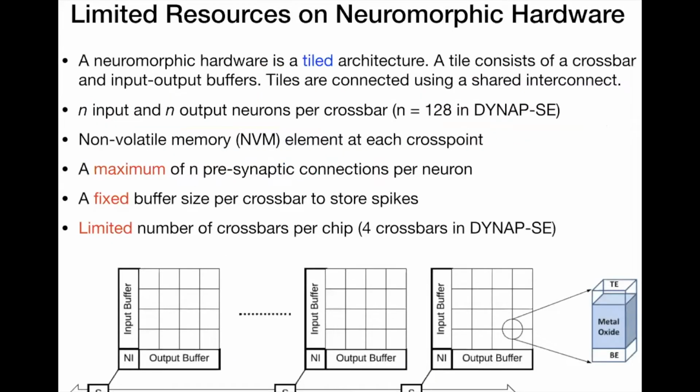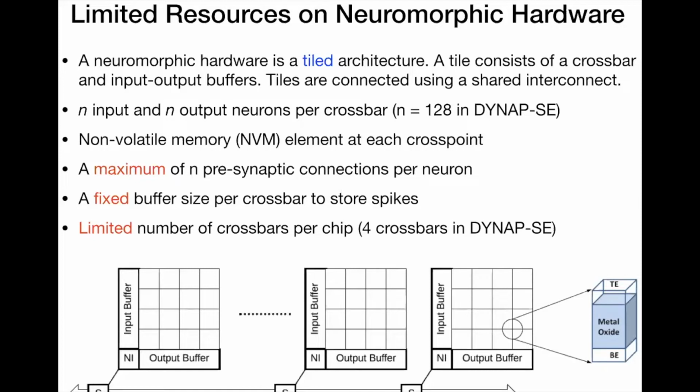A quick summary of neuromorphic hardware. A neuromorphic hardware, like multiprocessor systems, is a tiled architecture where a tile consists of a crossbar, input and output buffers. Tiles are also interconnected using a shared interconnect. A crossbar can accommodate n input and n output neurons, where n could be 128, for example, in the Dynapse hardware. At the intersection of the horizontal and vertical wires of a crossbar are the synaptic elements, and non-volatile memory can be used to implement those synaptic elements.